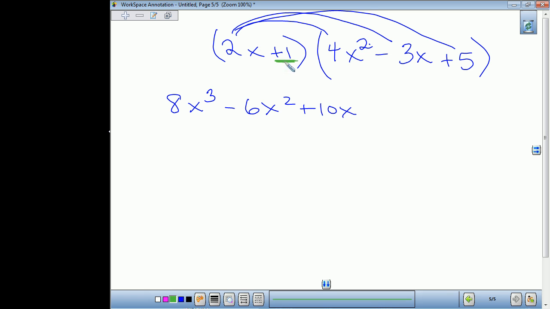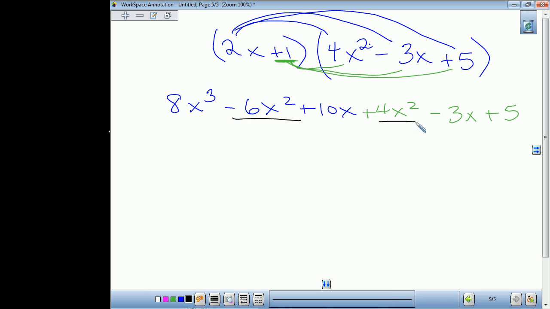Now we're going to distribute the 1 through. The 1 has to go all the way through also, so it makes a positive 4x squared, a minus 3x, and a positive 5. Now we look for like terms. We've got an x squared and an x squared to put together, and a 10x and a negative 3x to put together.